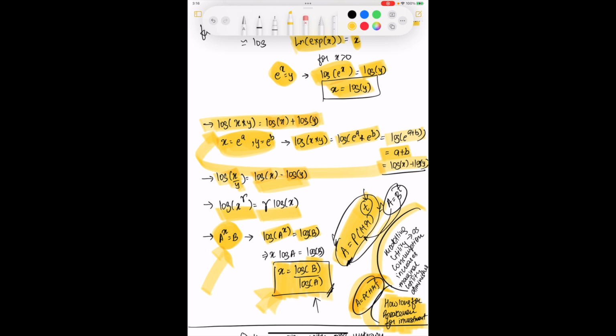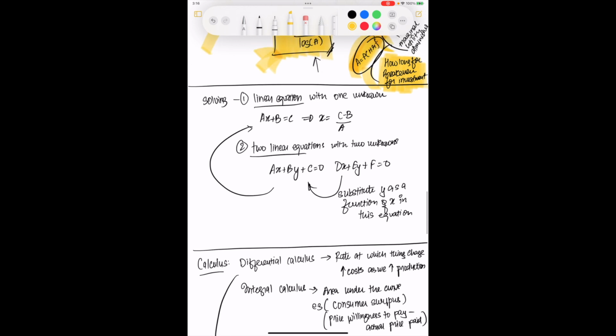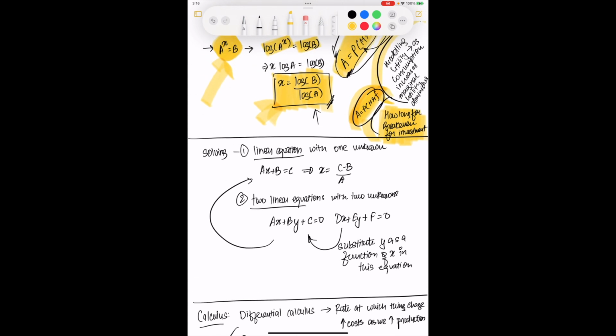Okay, so that's logarithm. Now let's look at a linear equation. If we're given a linear equation ax plus b equals c, then we can easily solve for x, because we can move all of the constants to the right hand side. So one equation with one unknown, we can easily solve it. Similarly, if we have two variables, then we need two equations with two unknowns. If we have three variables to find out, then we need three equations.